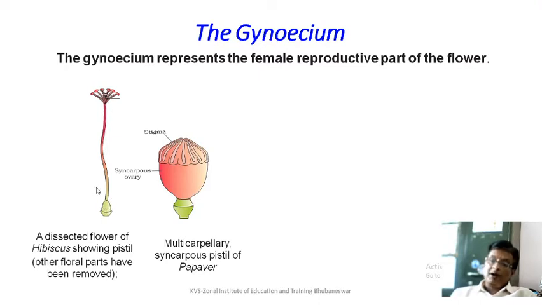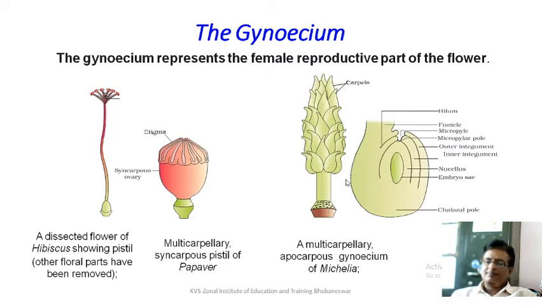And just to remember, how many pistils are there? Here it is 5 of them joined together. So it is syncarpous. This is poppy seeds. This is the ovary part. You can see the gynoecium, they are fused together with a lot of carpels. That is why it is multicarpellary and syncarpous. The first one is also multicarpellary and syncarpous.